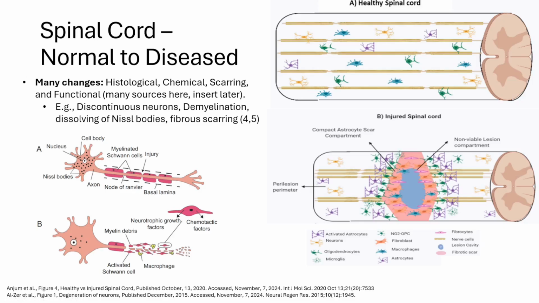So when your spinal cord is damaged, many changes happen: histological, chemical, scarring, and functional. So for example, your healthy spinal cord up here becomes scarred and it becomes discontinuous in nerves, and your neurons start to lose their myelin sheaths and the Nissl bodies start dissolving.